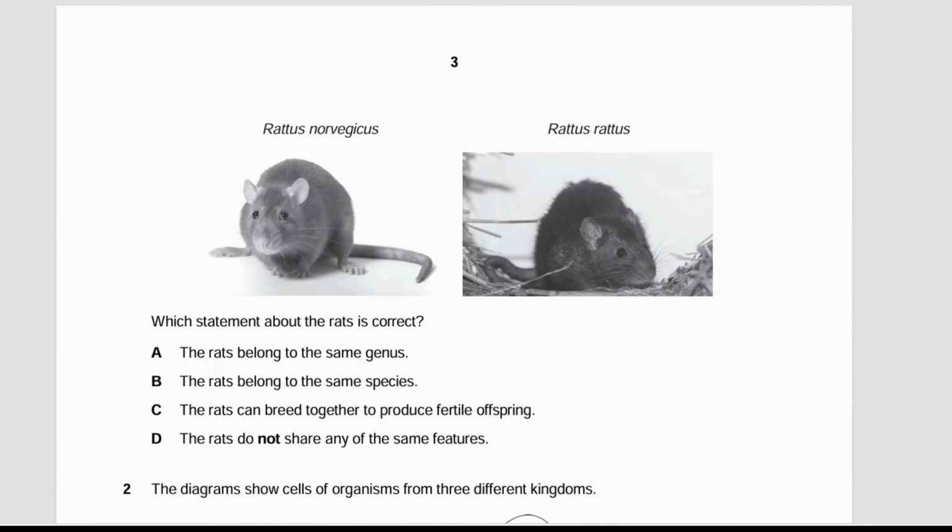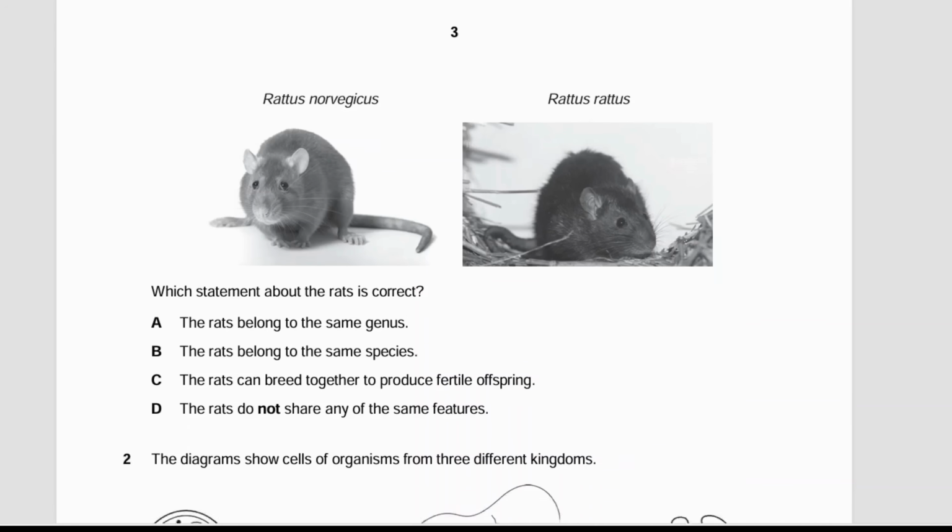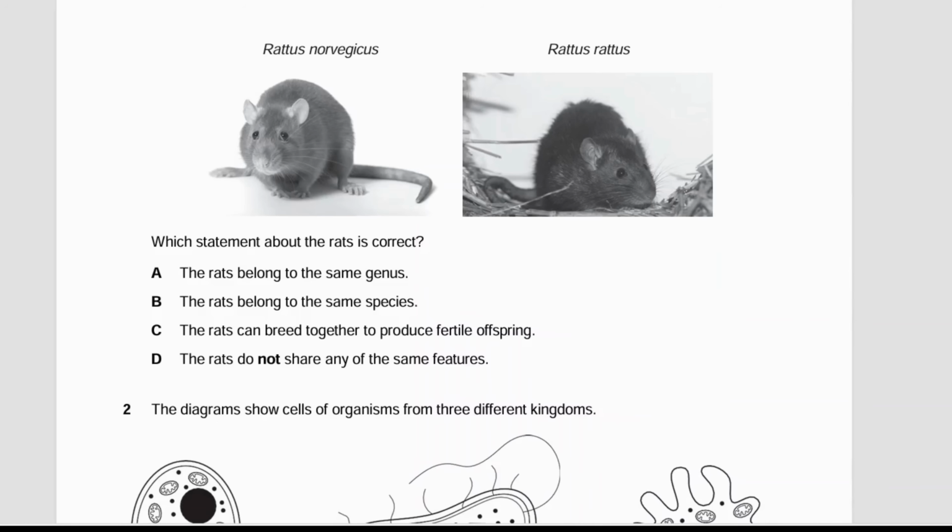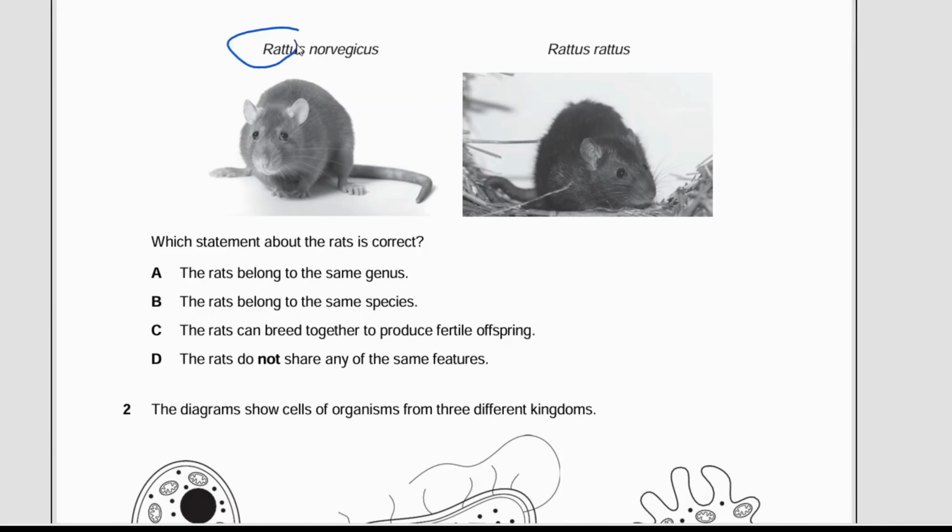About the rat is correct. Rattus norvegicus and Rattus rattus. Yes, the first name is the genus name and they belong to the same genus. Okay, the rats can breed together to produce fertile offspring. Why is this incorrect? Because this is about species.